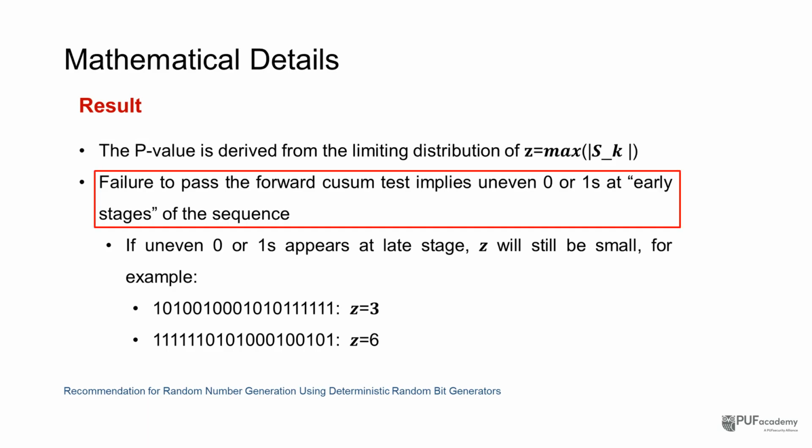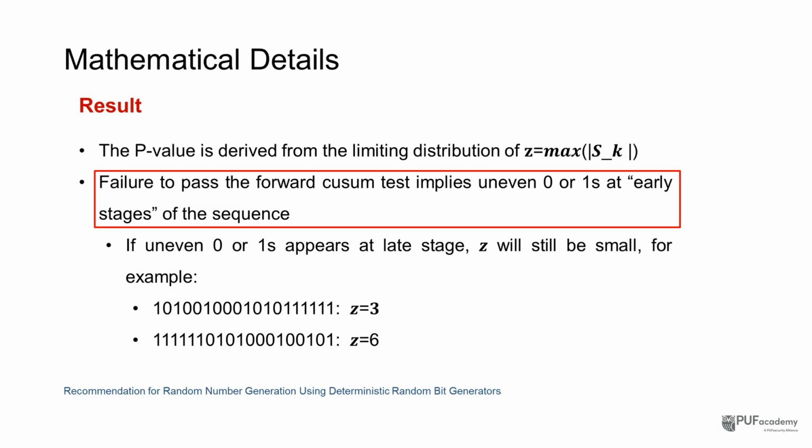The main takeaway from this test is the implication of failure. A failure to pass the forward cumulative sums test typically implies an uneven distribution of zeros or ones at the early stages of the sequence. This means the sequence shows a bias, like a significant run of ones right at the beginning. Now, it's important to understand the effect of where the imbalance occurs. If an uneven distribution of 0 or 1 appears at a late stage of the sequence, the test statistic z will still be small. This is because the earlier, balanced sums prevent the maximum excursion from becoming too large.